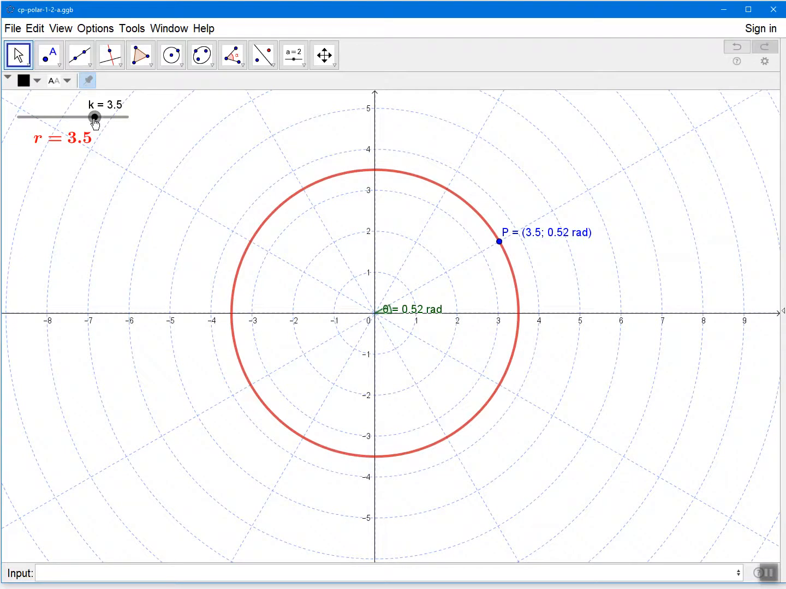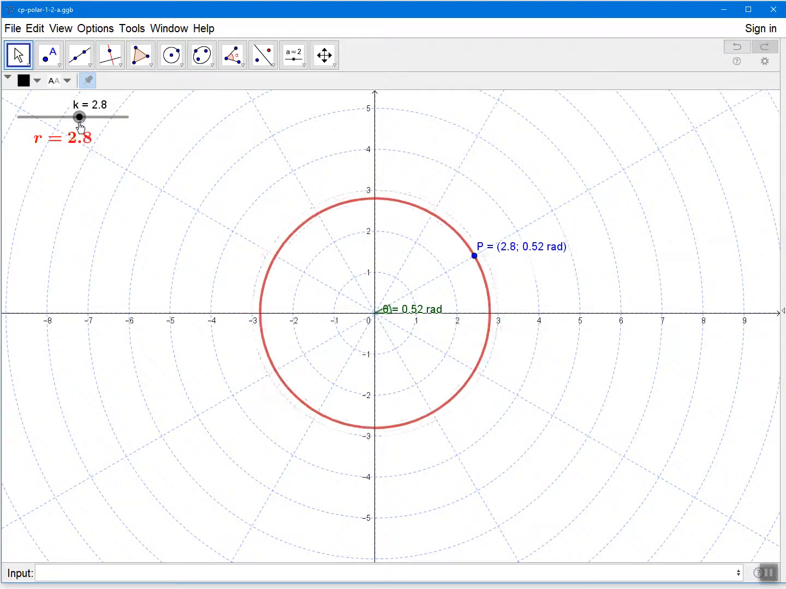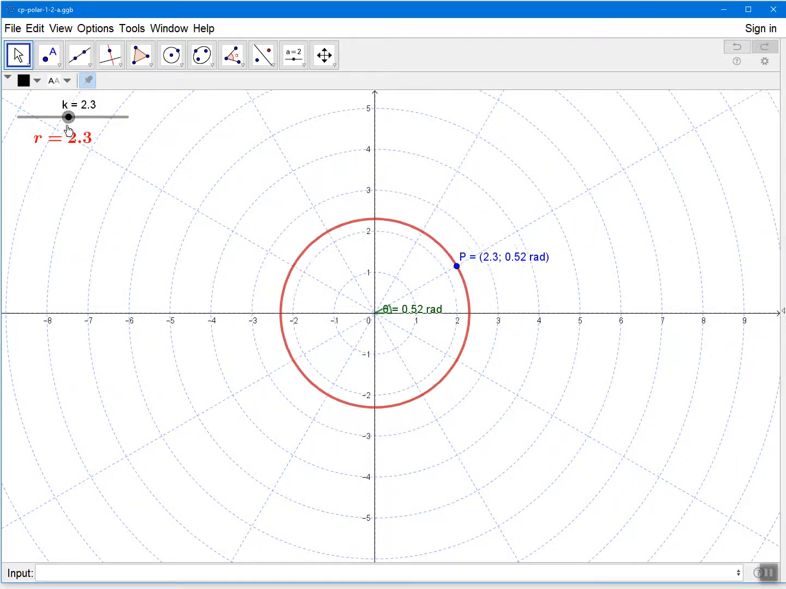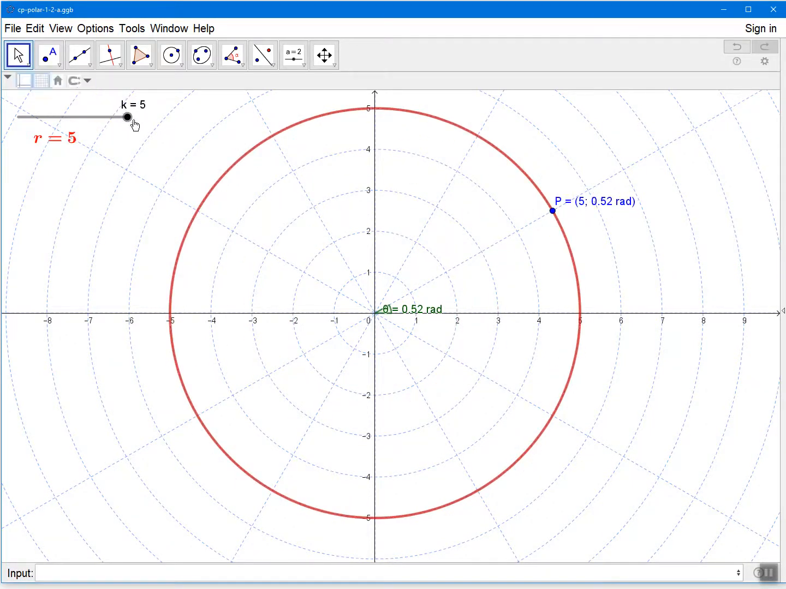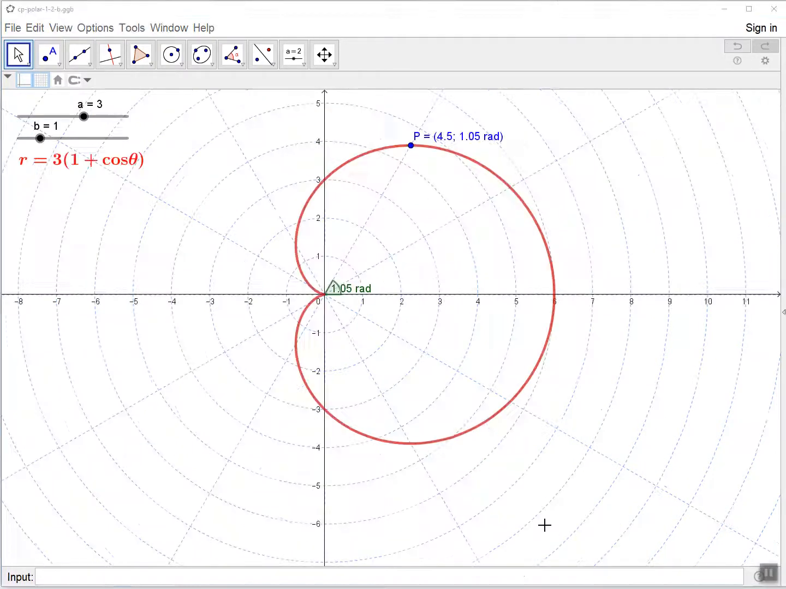Coming down then, as I head towards 2, you can see the circle gets smaller, and there we are. You get a circle radius 2. Push it on up to 5, I get a circle radius 5. This is the next one, my cardioid. I can vary the two values. There's the 3 outside and the 1 that's inside.